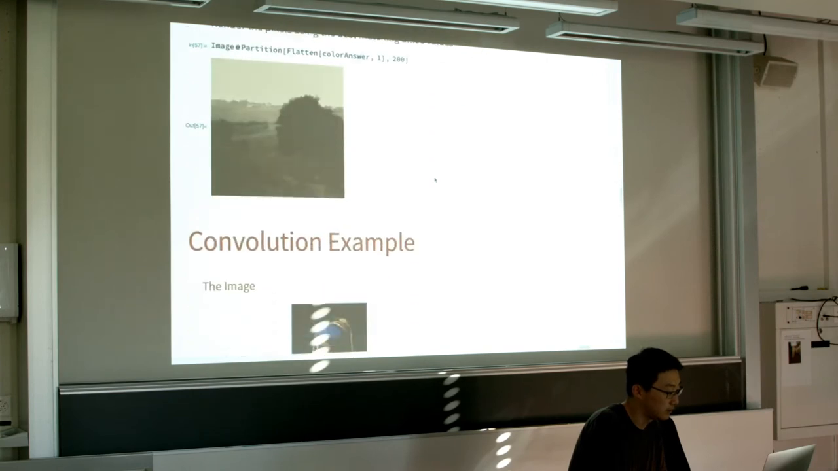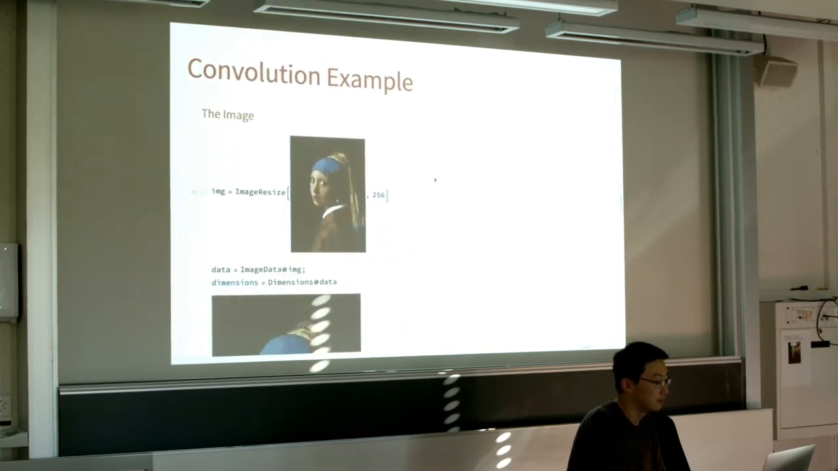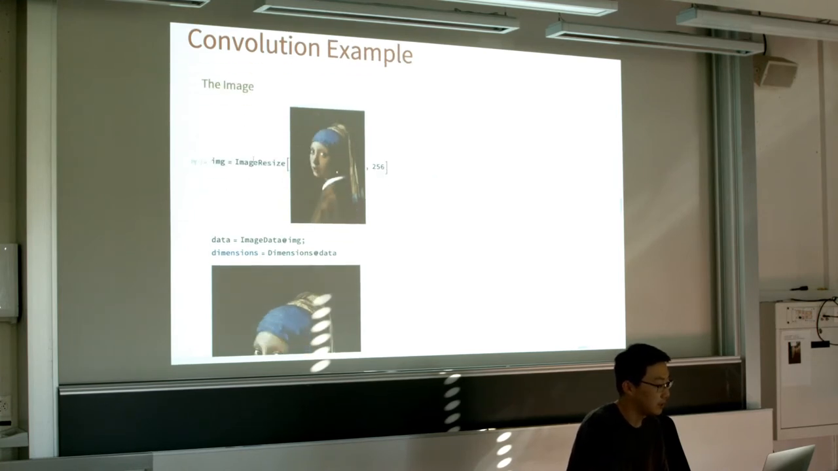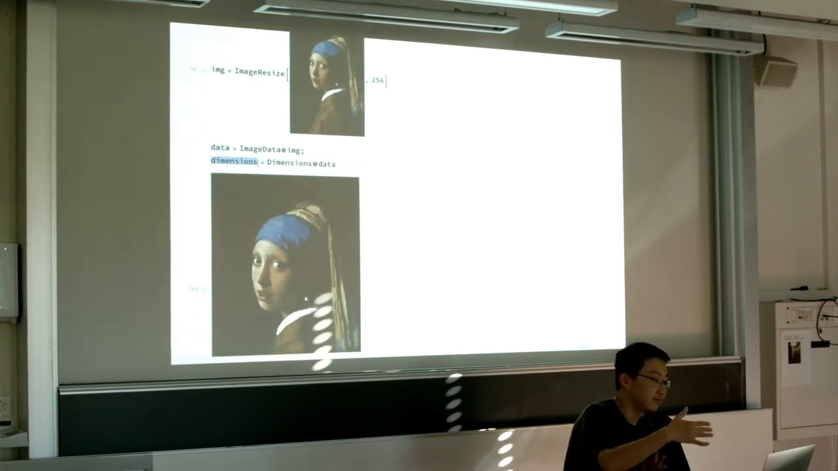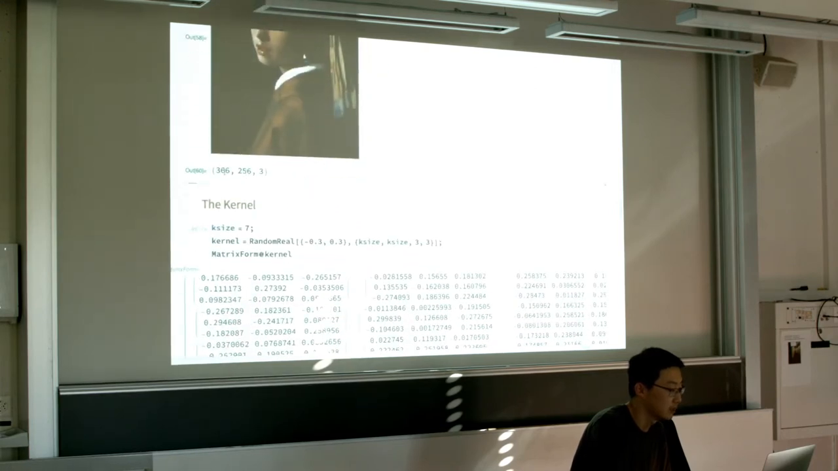And then, third, the example for convolution. Again, at the beginning, I have one image. I resize it to a relatively small size so that the process time is fast enough. I get the image data of it, and also the size of this image. So this dimension means the size of this image. It's 366x256x3. This 3 means RGB channel.